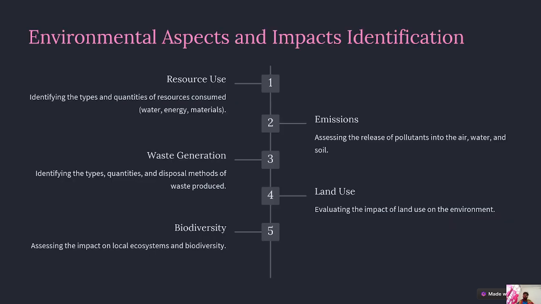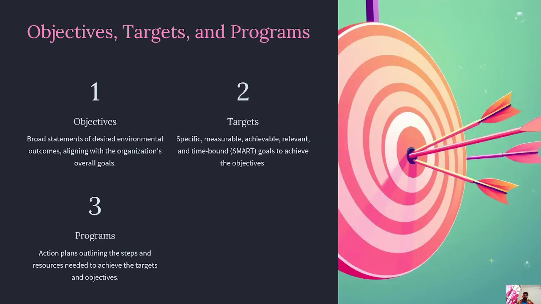Environmental aspects and impacts identification. Resources: identifying the types and quantities of resources consumed. Emissions: assessing the release of pollutants into the water, air, and soil. Waste generation: identifying the types, quantities, and disposal methods of waste produced. Land use: evaluating the impact of land use on the environment, biodiversity, and local ecosystems.